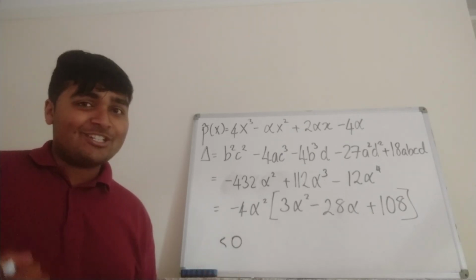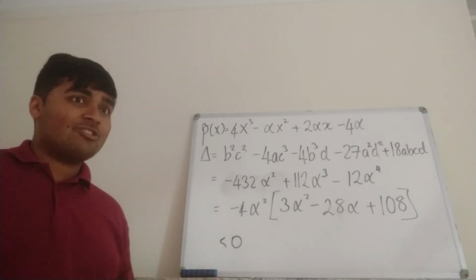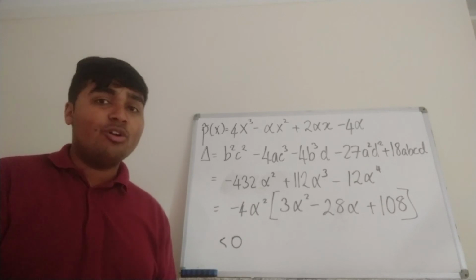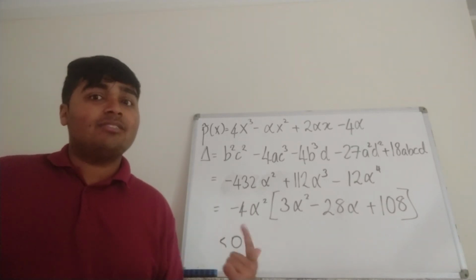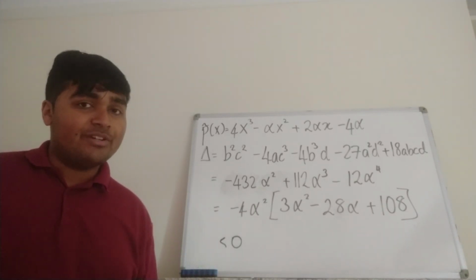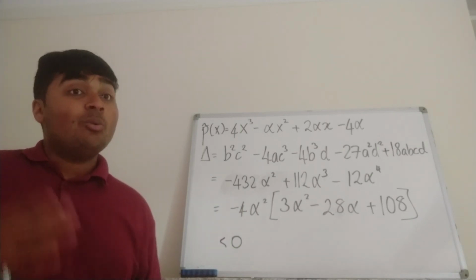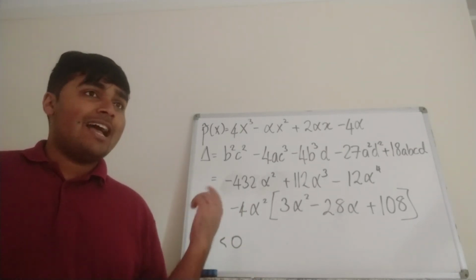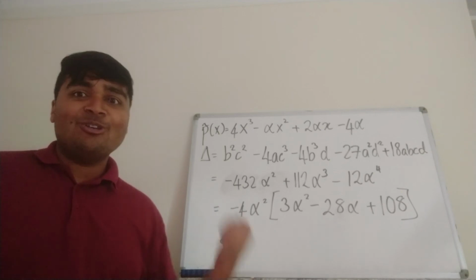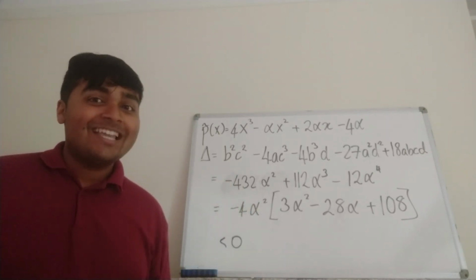But that is a contradiction because remember, we must have that the discriminant is non-negative because there are no complex roots. The roots are L, W, and H, all of which are real. And we've arrived at a contradiction, which tells us that it's impossible to have a cuboid with the same volume, area, and perimeter.